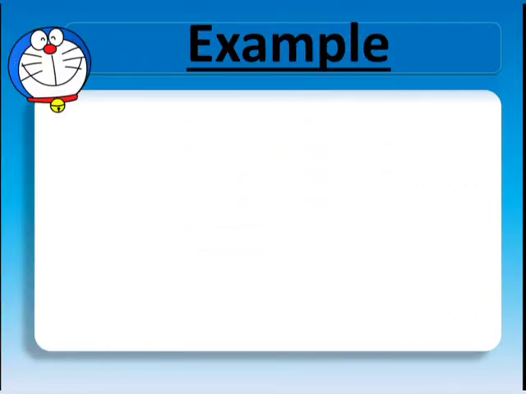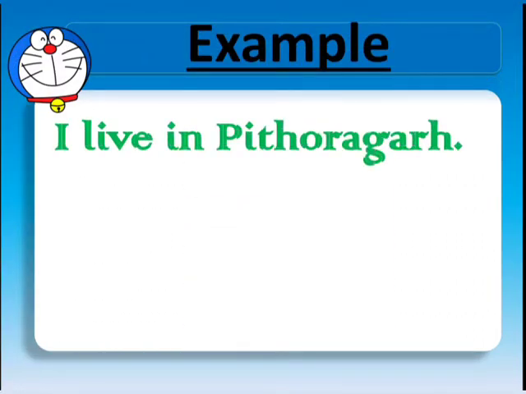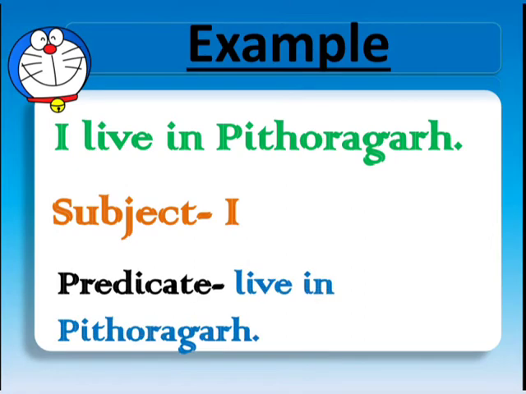Here I have taken an example, that is, I live in Pithoragarh. So, in this sentence, tell me about whom we are talking. I. So, what is subject? I. And what is the part of the sentence that tells about I? That is, live in Pithoragarh. So, live in Pithoragarh is predicate.